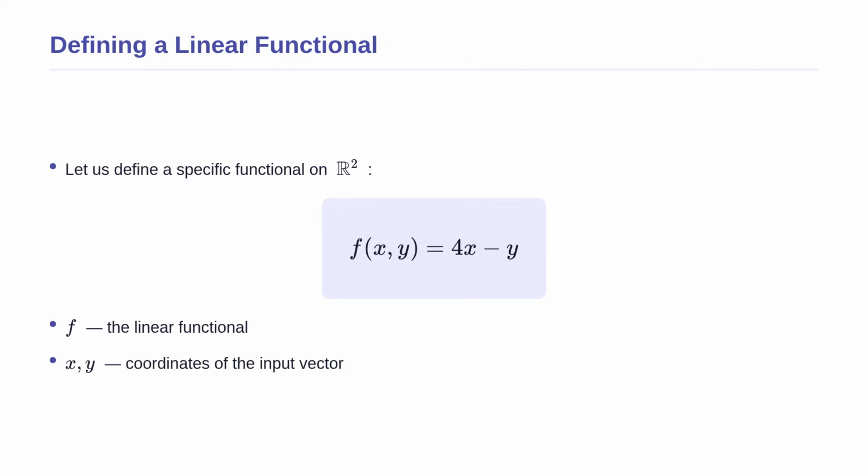To see how this works in practice, let us define a specific linear functional. We will work in the standard two-dimensional plane. Our formula here defines a functional called f. The rule for this functional is to take 4 times the first coordinate, x, and subtract the second coordinate, y. Think of this as our specific pricing scheme from the grocery store analogy. If you increase the x-coordinate, the final scalar output increases by 4 times that amount. If you increase the y-coordinate, the output decreases. This simple algebraic rule is our measuring tool, ready to collapse any two-dimensional vector into a single number.